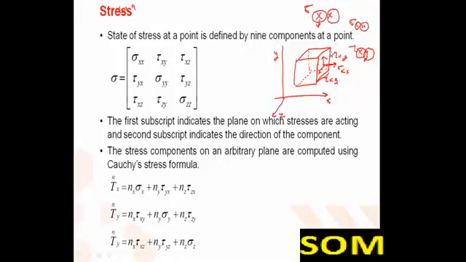The stress components on any arbitrary plane are computed using Cauchy's stress formula. That is given by T xn equal to nx sigma x plus ny tau yx plus nz tau zx. Here nx, ny and nz are the direction cosines, and sigma x, tau yx, tau zx are the stress components.